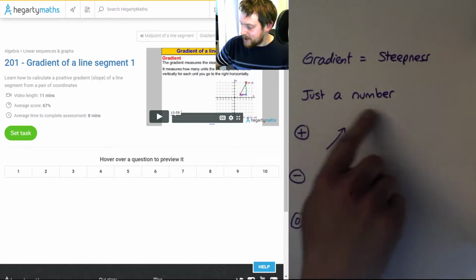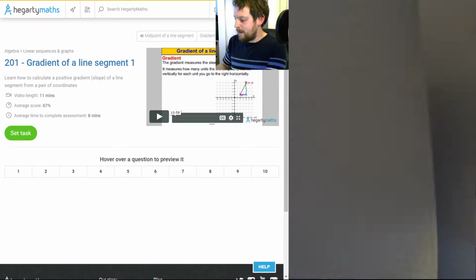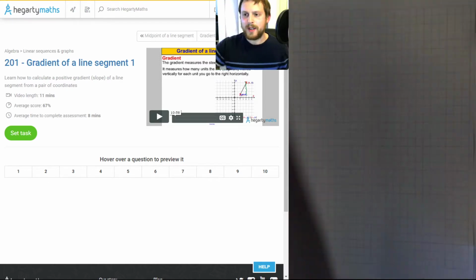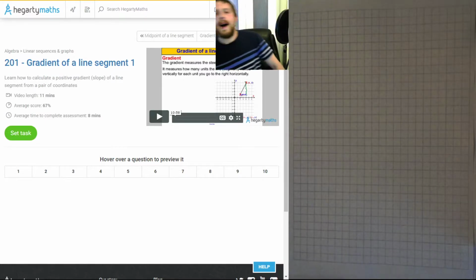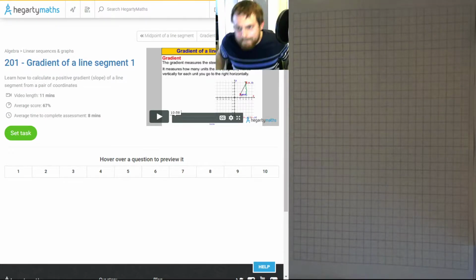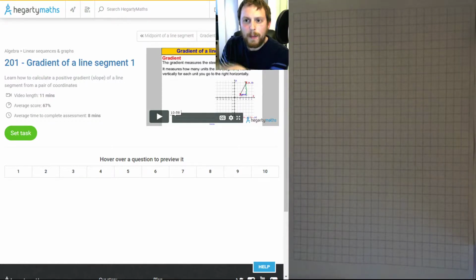Now, how do we actually work out this number? Well, this is where we now need some squared paper, because there is a little formula, a little way of working out what the gradient of a line is, and it's all to do with how far up it goes and how far along it goes. So let me show you what I mean.